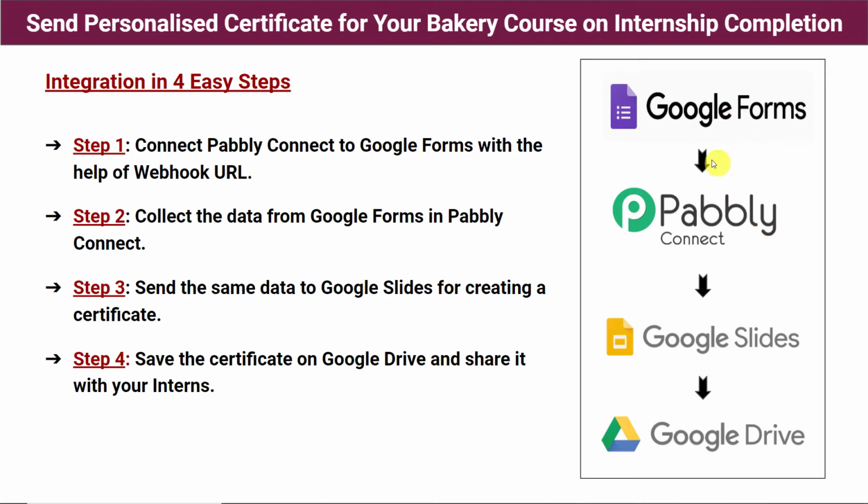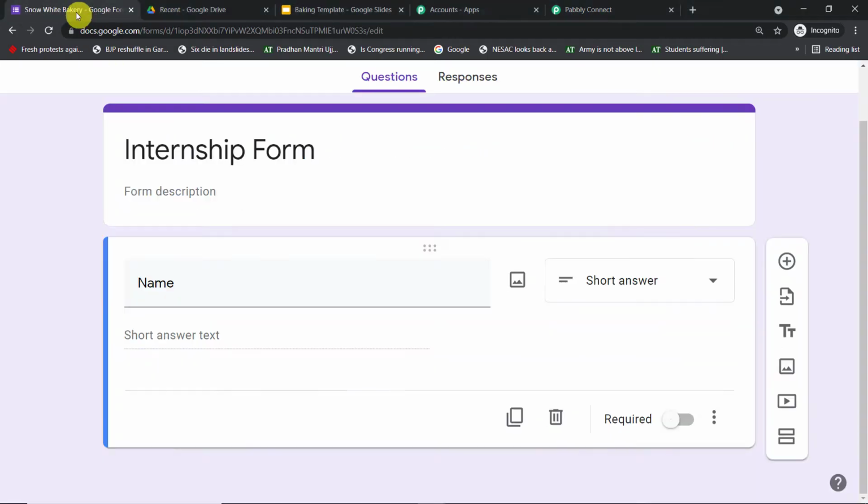Now in the second step, you're going to collect the response data in Pabbly Connect from Google Forms. In the third step, you're going to create a certificate from a default template present in Google Slide. After that, you're going to store that certificate as a PDF in Google Drive and send it to the respondent. So once this integration is complete, all you have to do is just sit back and relax, because whenever a new submission is made in Google Forms, automatically a certificate will be sent as a PDF to the person's email address. So first of all, let me just go to my Google form.